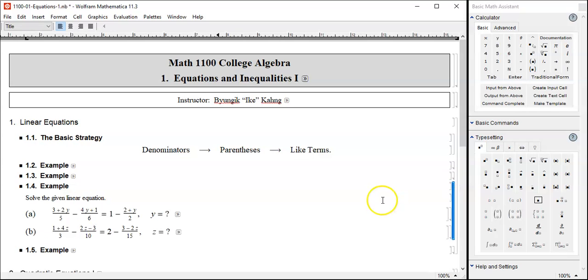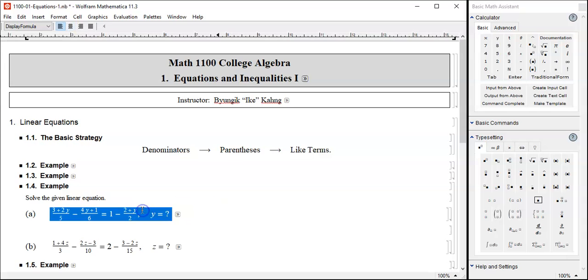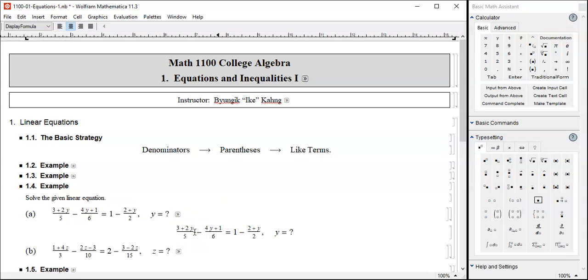Now let's talk about problems with denominators. You see, denominator, parentheses, like terms, that was the order. So let's begin with a problem that begins with the denominator. All right. The first step is to remove the denominator. So how do you remove the denominator?